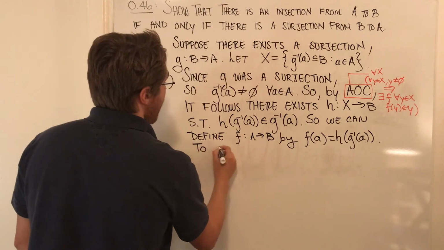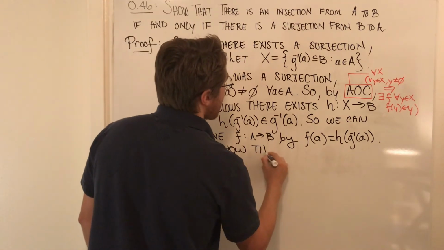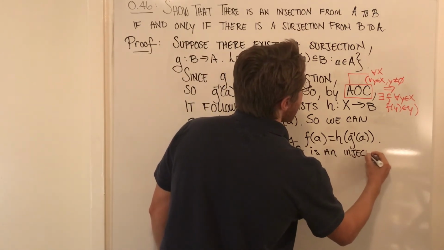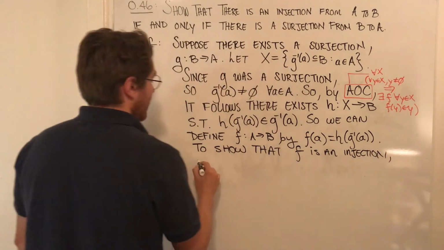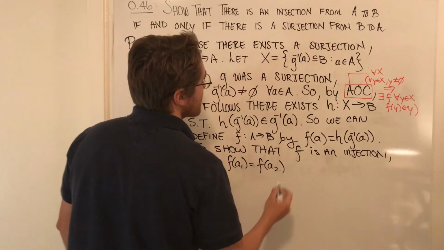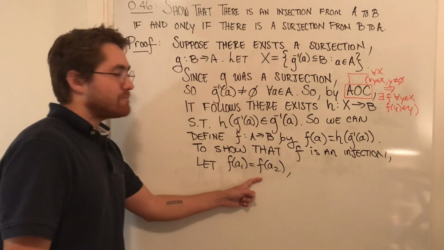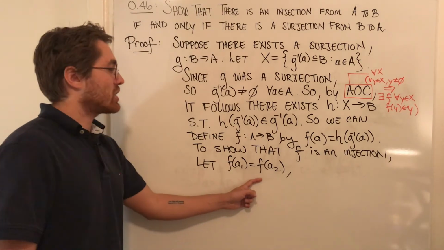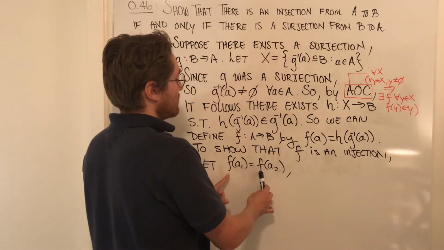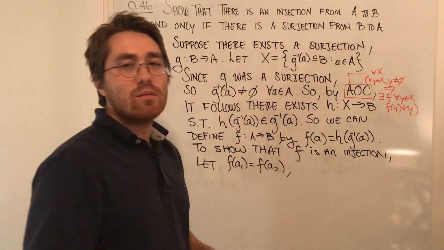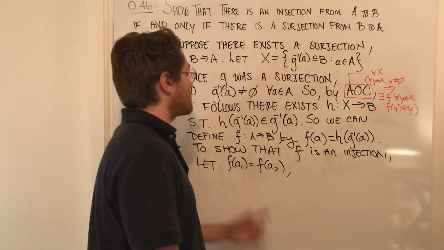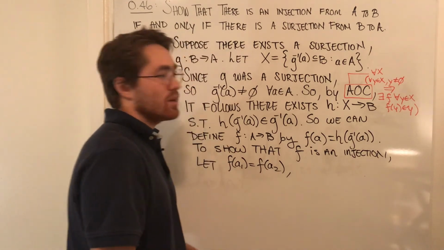To show that f is an injection, let f of a1 equal f of a2. So remember, this is kind of how you set up proofs that some function is an injection. You take two possibly different preimages and assume that their image by f is equal. What you want to show is that by assuming that their image is equal, the preimages must be equal. From here, my job is now to conclude that a1 equals a2. And how do I do that?